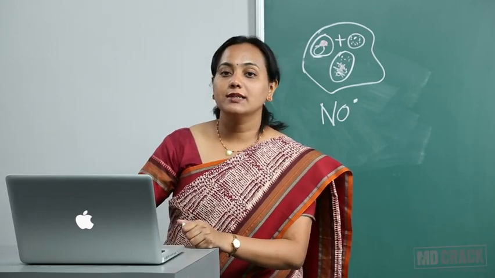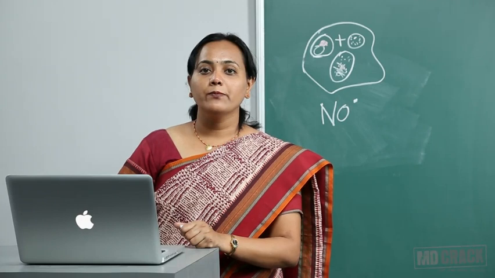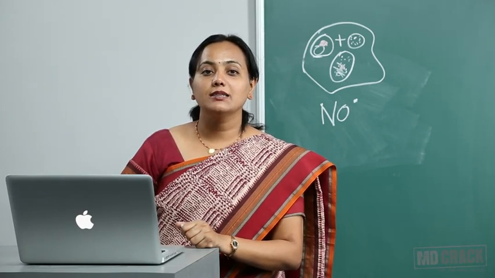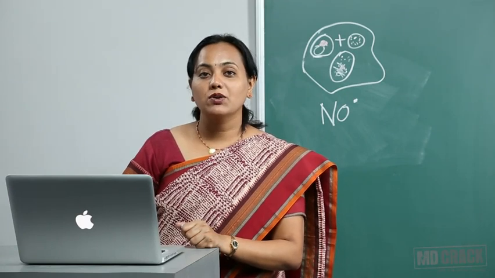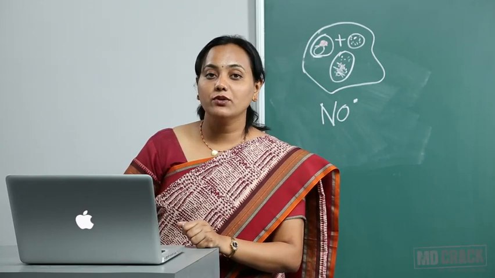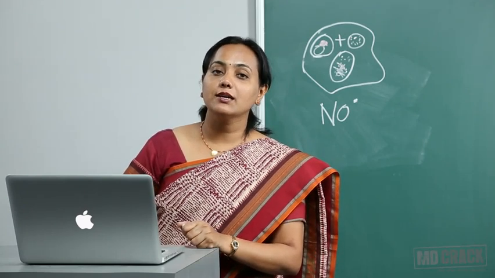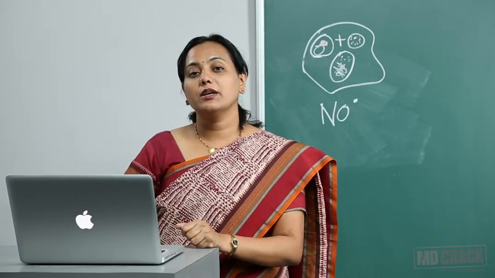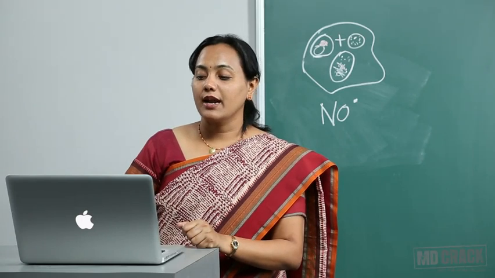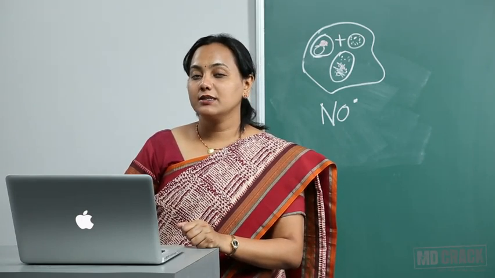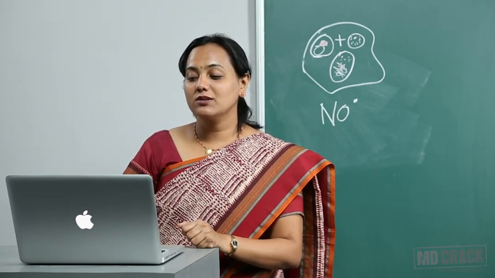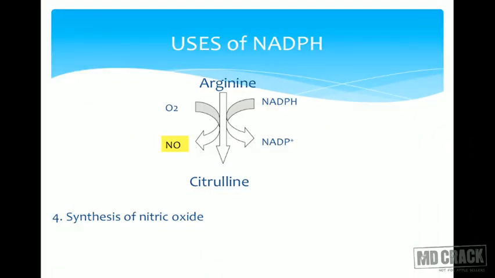So how is it synthesized? It is synthesized from arginine. What is arginine? Arginine is an amino acid. What happens to arginine? This arginine is converted to citrulline. Have you heard of citrulline? Citrulline is a metabolite involved even in the urea cycle. So arginine is converted to citrulline, and during this process NADPH is converted to NADP+. But along with that, oxygen is also used and nitric oxide is formed.